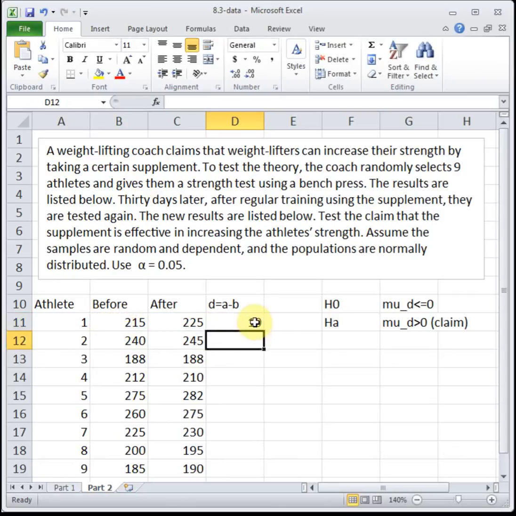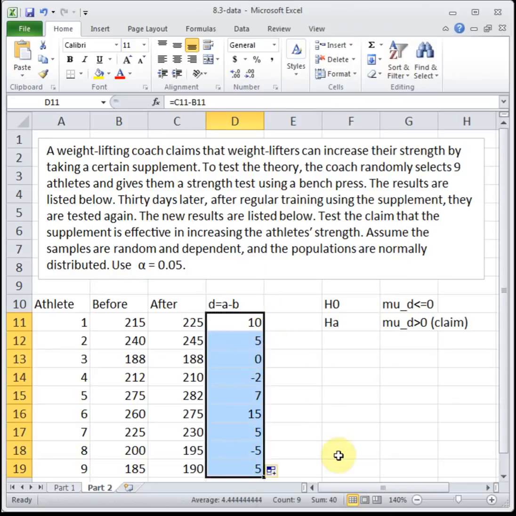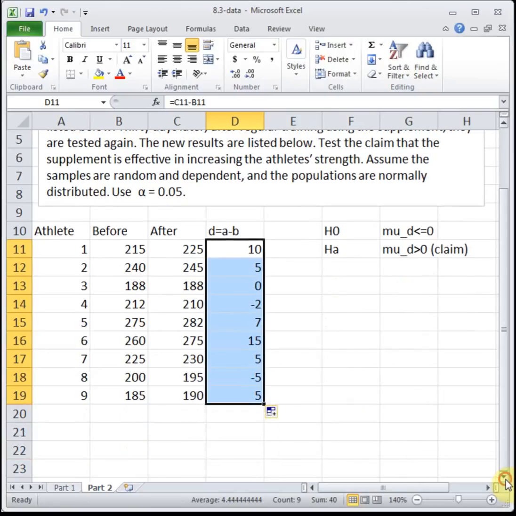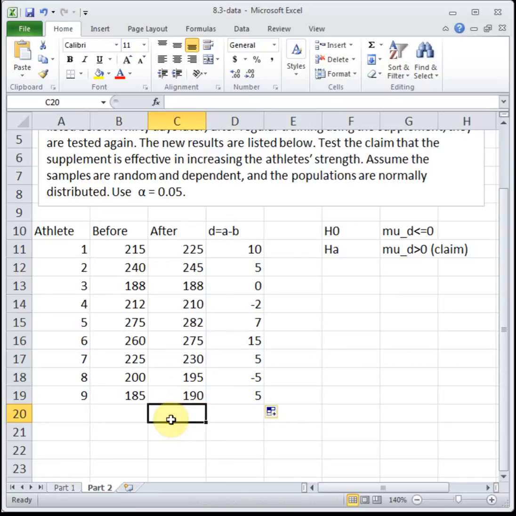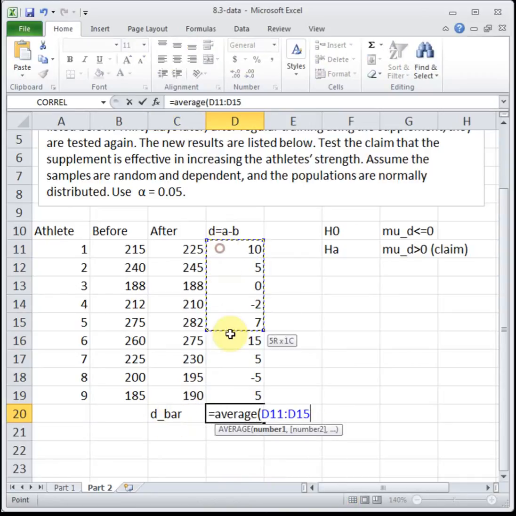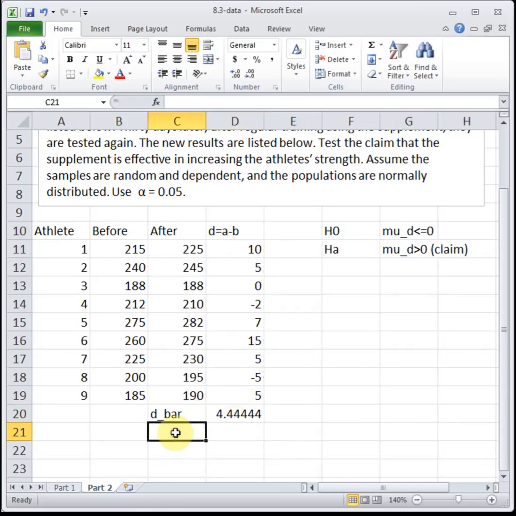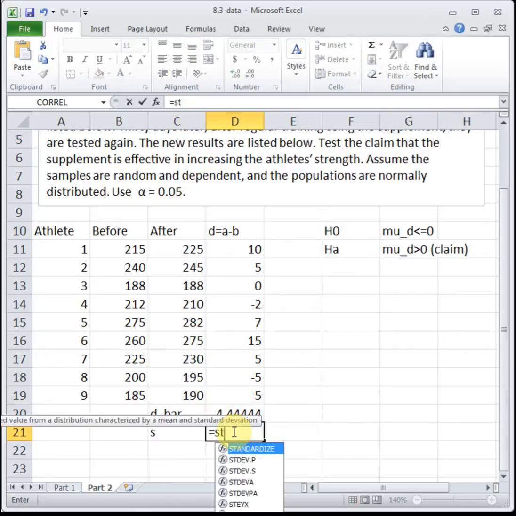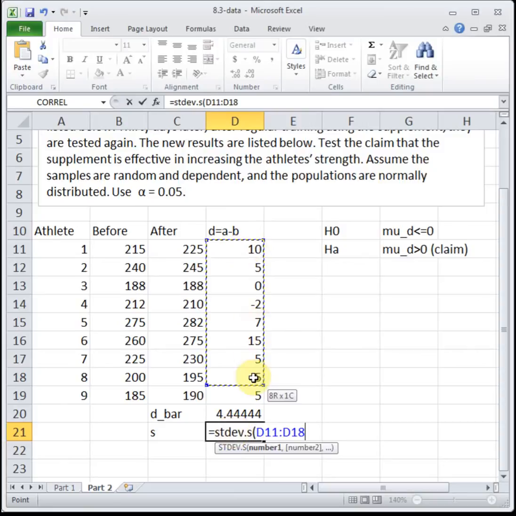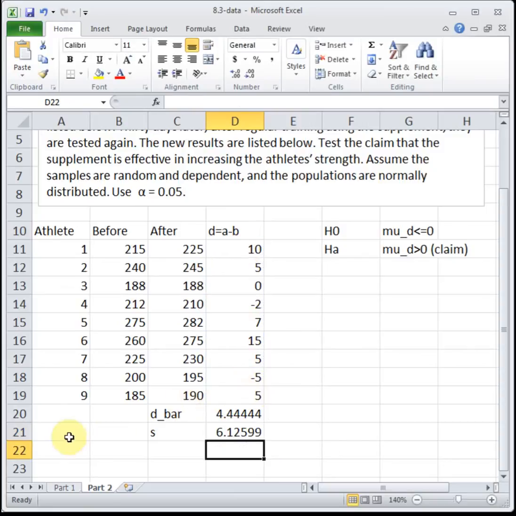All right, so I'm going to find all of my differences. Let's see if I can squeeze all this in here. I doubt I can. Actually, no, I can't. So I'm going to scroll down a little bit. We've read the problem. It's still up there. So to find our D bar, we average our differences. And then to find our S, we take the STDEV.S, our sample standard deviation of our differences. Our sample size N is 9. So our degrees of freedom are 8.